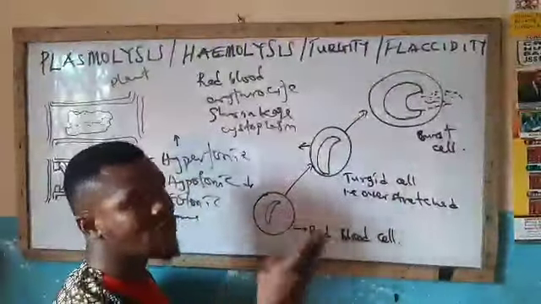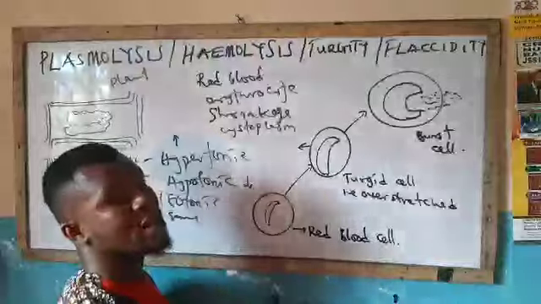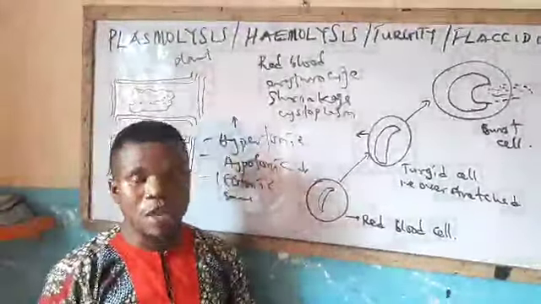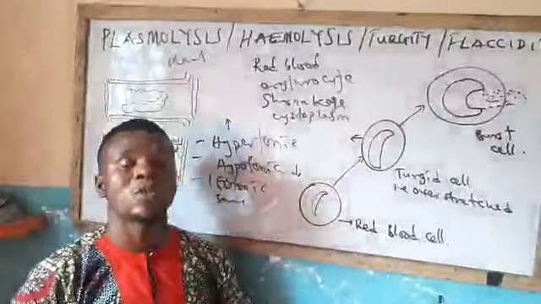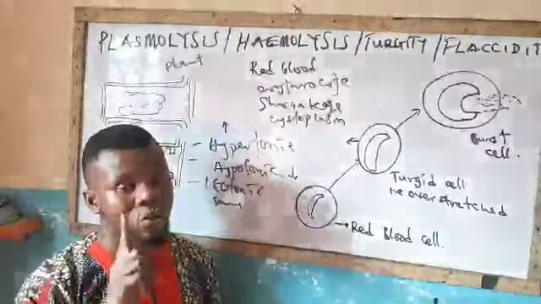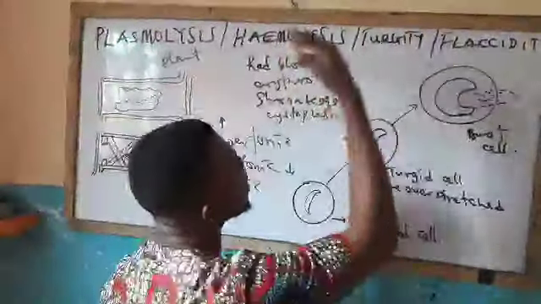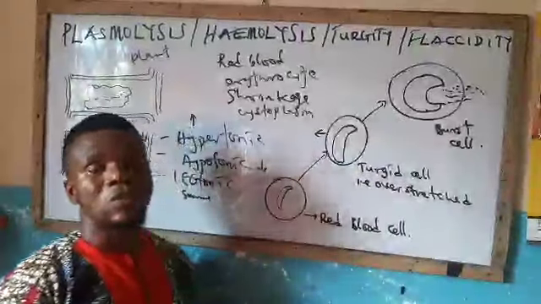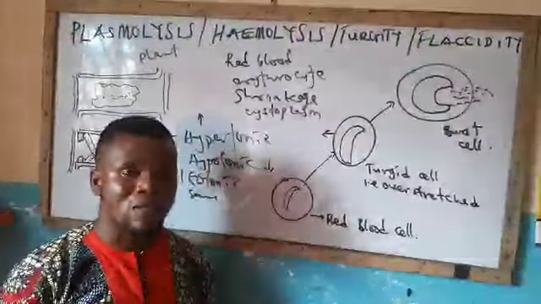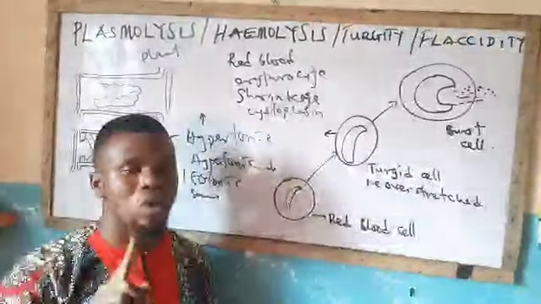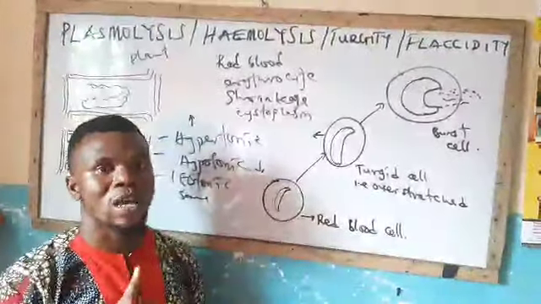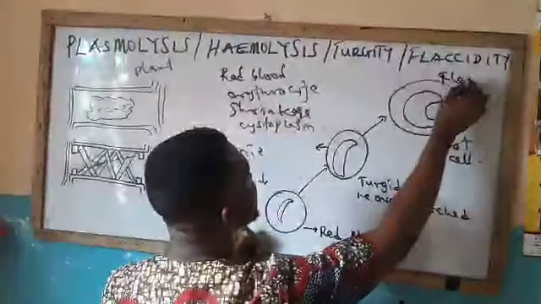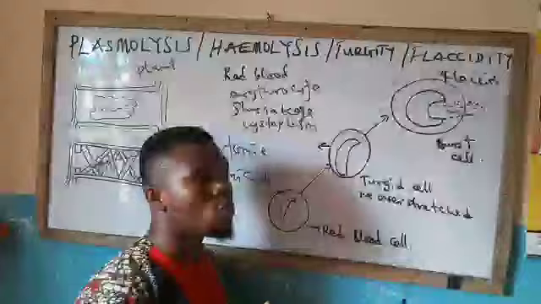Turgidity is a good example in plants in the sense that it enables plants to stand erect. At the same time, it enables the stem, the leaf, and the guard cell of the plant to stand erect. It provides support to the plant. Then the last case is flaccidity. Flaccidity is a process whereby a plant precisely loses water more than it can absorb or hold. By so doing, the cell is said to be flaccid.